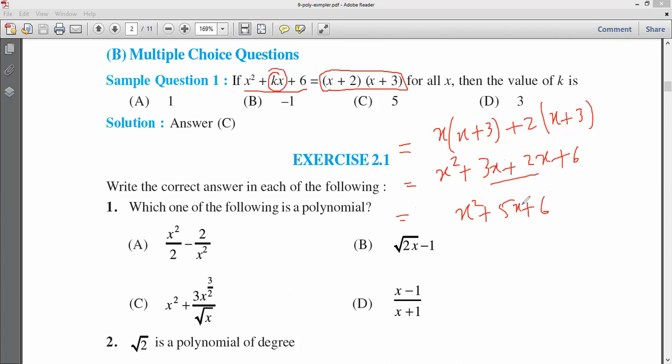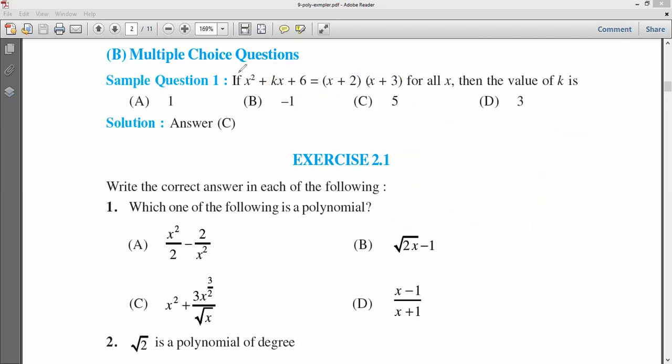So sir, what is the coefficient of x? It's 5. What answer will come? The answer is C, 5. MCQs are very important, and there will be 20 marks, out of which 10 marks will be from MCQs only. It doesn't mean that you can pick any number. You have to solve it and then check. So the correct answer is 5.